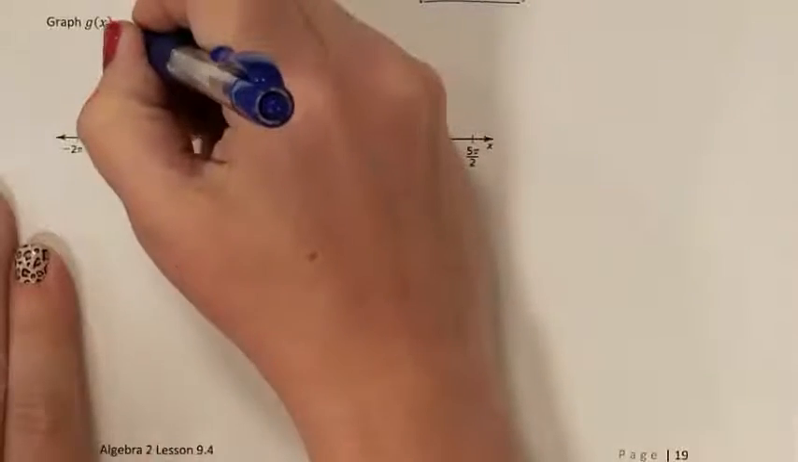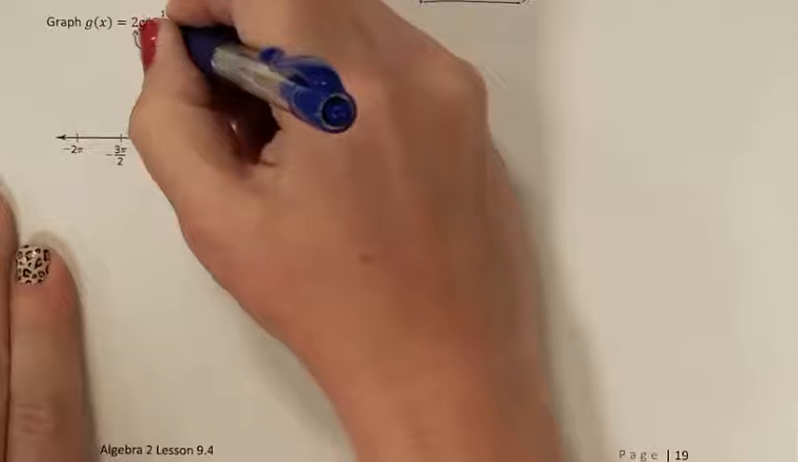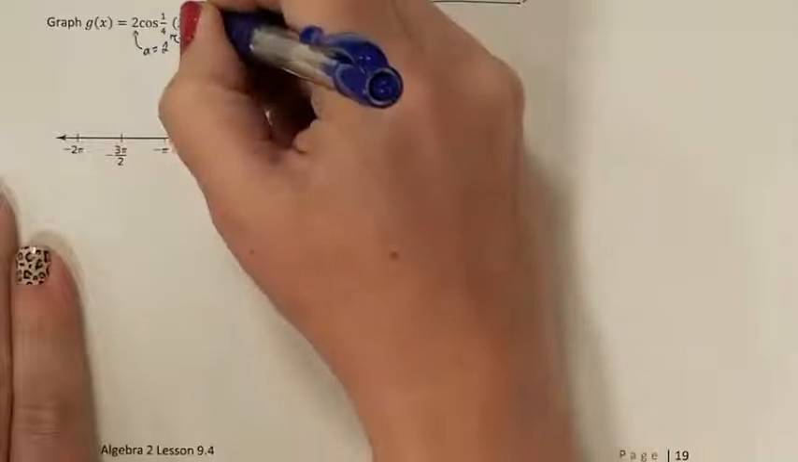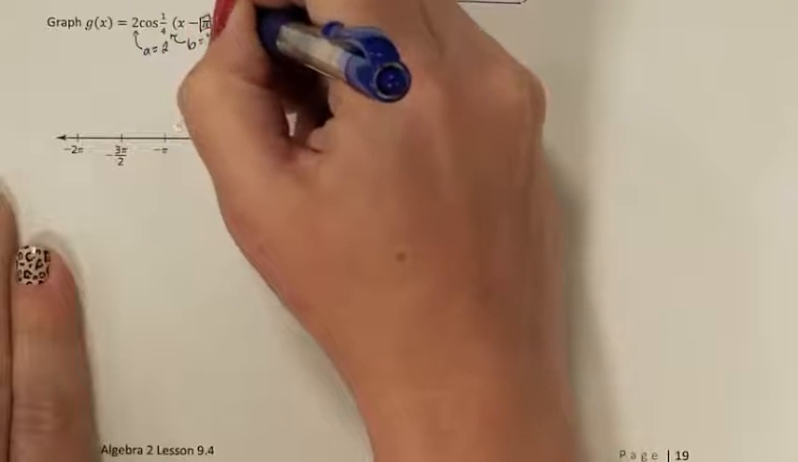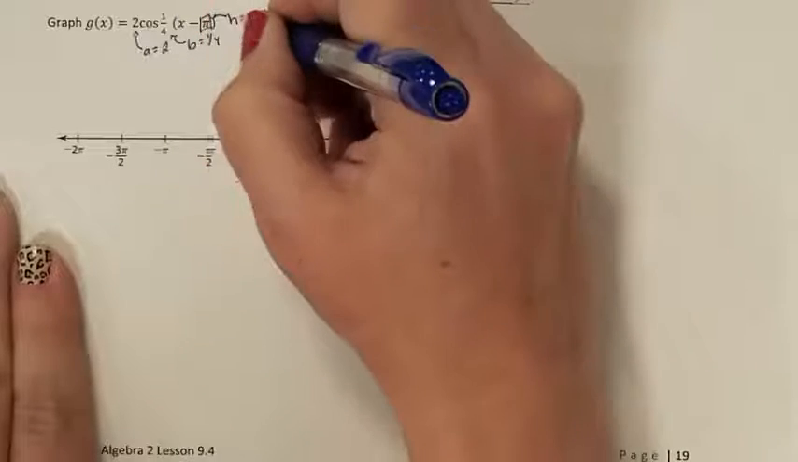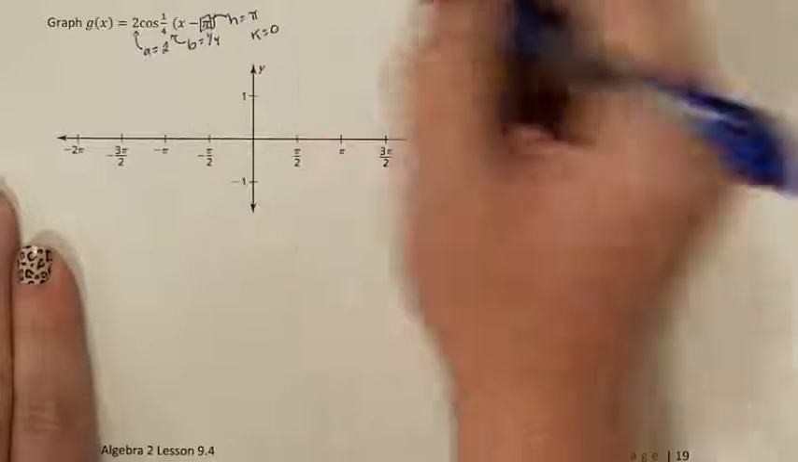We need to identify our a. Our a is 2. My b is 1/4. The h is what you are subtracting, so my h is pi. And there is no plus or minus on the outside, so I know that my k is 0.